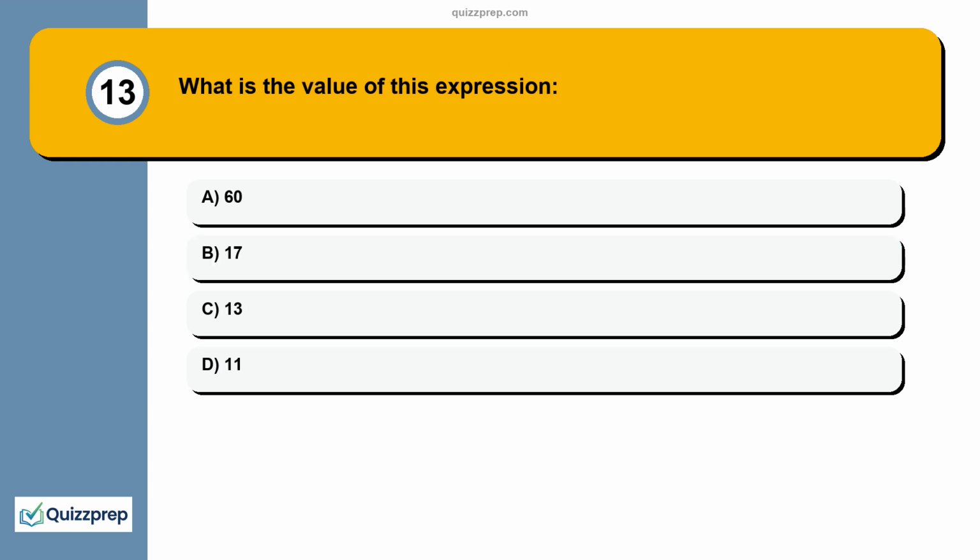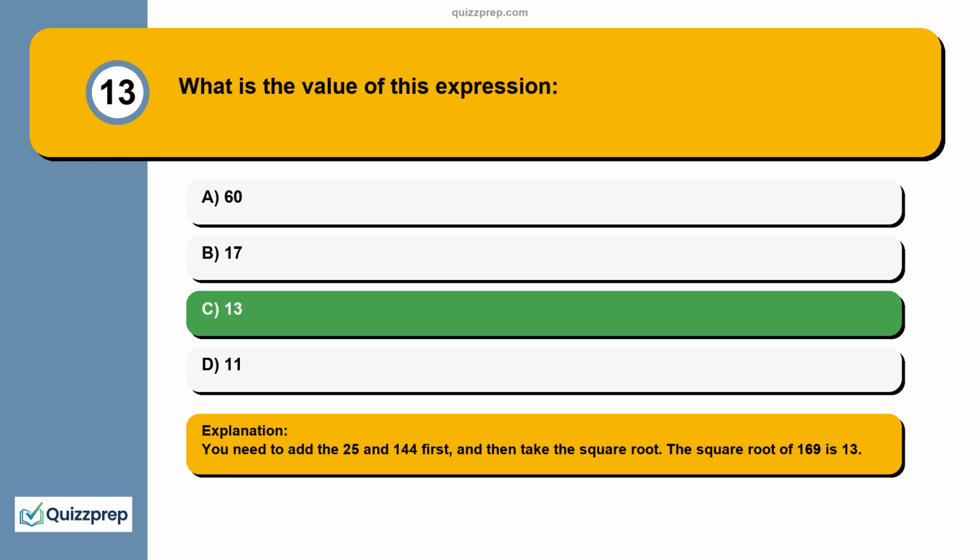Question 13. What is the value of this expression? 60, 17, 13, 11. You need to add the 25 and 144 first, and then take the square root. The square root of 169 is 13.